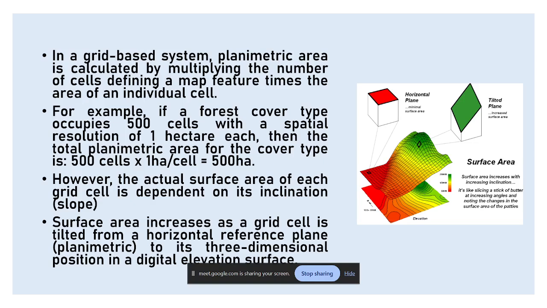Okay, so as I was saying, we have this horizontal plane which has minimal surface area, and then when you go to the tilted plane, the surface area has increased. So as it is written here, surface area increases with increasing inclination. It's like slicing a stick of butter at increasing angles and noting the changes in the surface area of the patties. You can slice it horizontally, you can slice it at an angle, but in both cases the area is going to be different. That's the only idea that is being conveyed here.